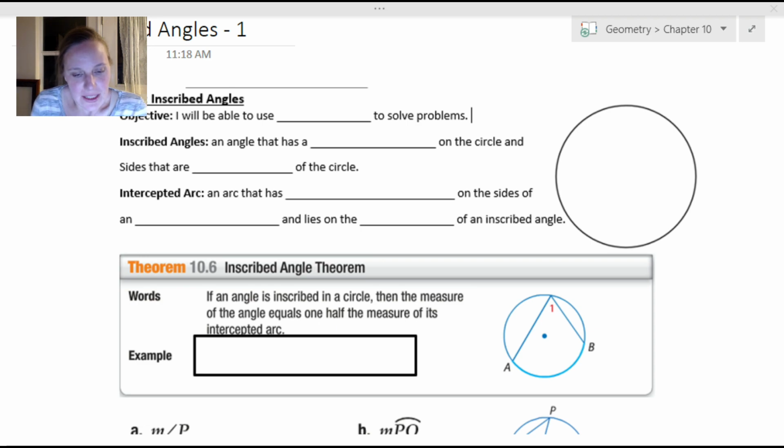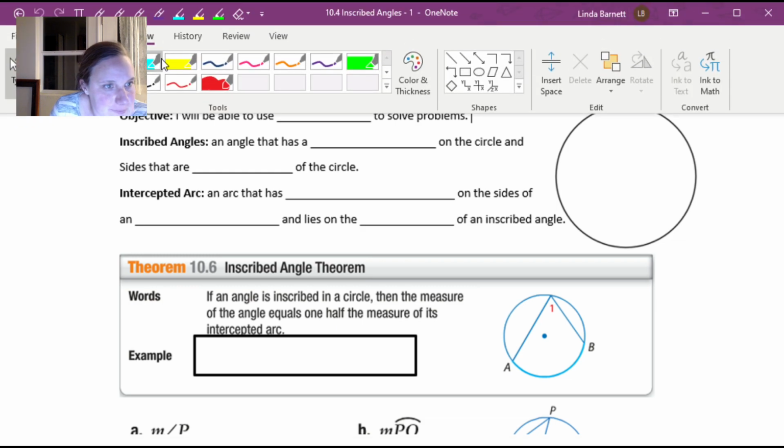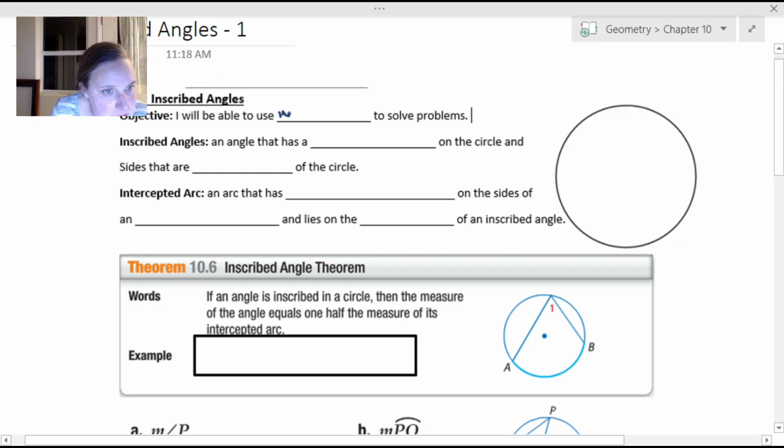Alright, so today we're going to learn about inscribed angles. We're continuing with circles. So first we are going to be able to use inscribed angles to solve problems. So first, what is an inscribed angle?